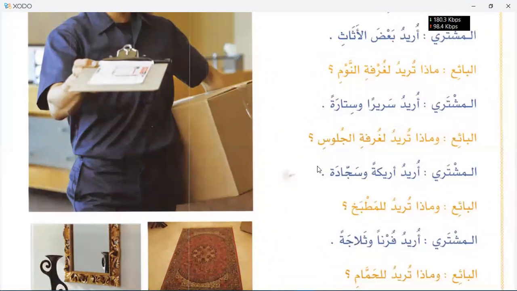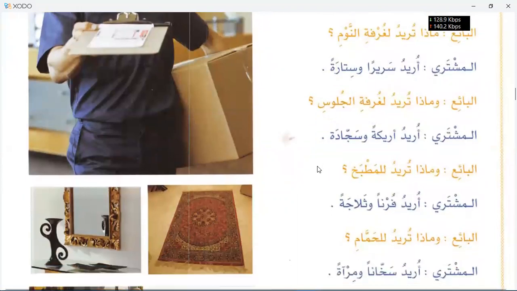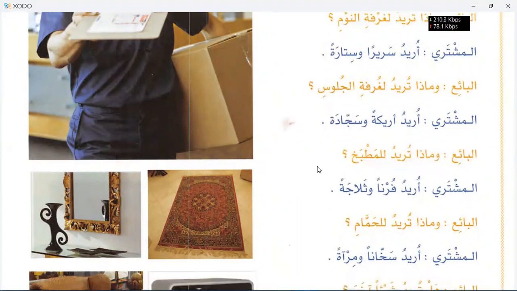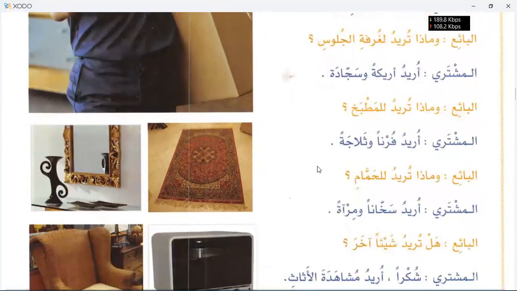I want a sofa and a rug. I want a sofa and a carpet. And what do you want for the kitchen? I want an oven and a refrigerator. And what do you require for the bathroom?